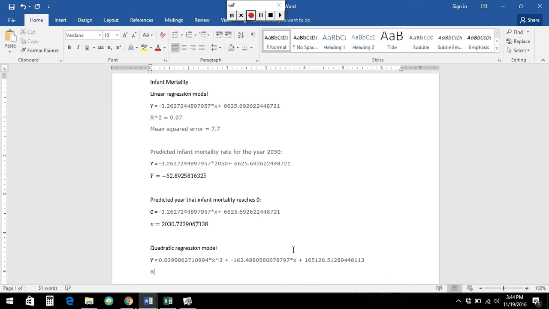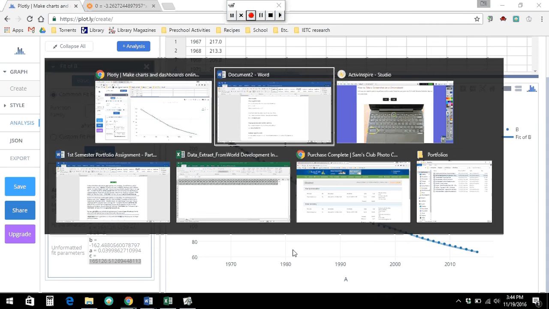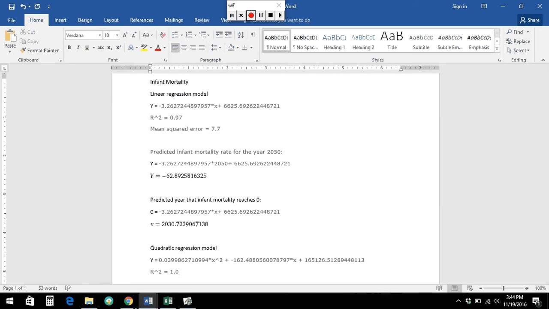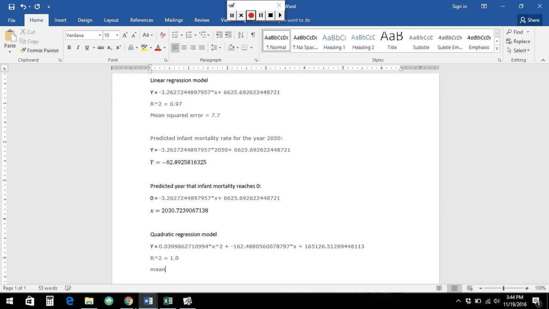I'm going to write down again what the r squared value was. It really told me it was 1.0, so I'm just going to write 1.0. Again, the mean squared error was 2.6. All right, and so now I'm going to do the same two things I did in the linear model. I'm going to predict infant mortality for the year 2050, and what is the predicted year that infant mortality reaches 0, but with my quadratic regression model instead of my linear.